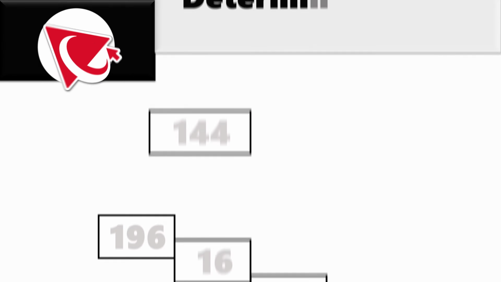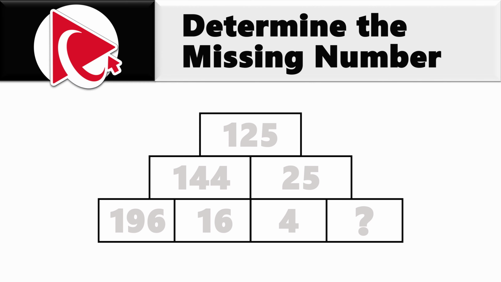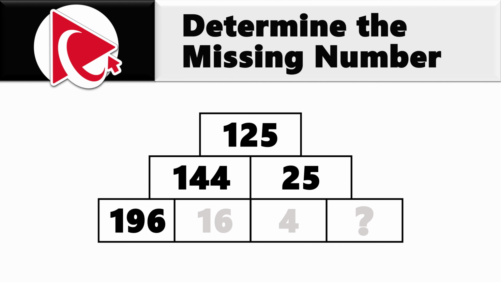You are presented with the pyramid. Each cell in the pyramid has numbers inside. The top cell has number 125. The middle row has numbers 144 and 25. And the bottom row has numbers 196, 16, 4, and then comes the missing number, which you need to calculate and select out of 4 possible choices.